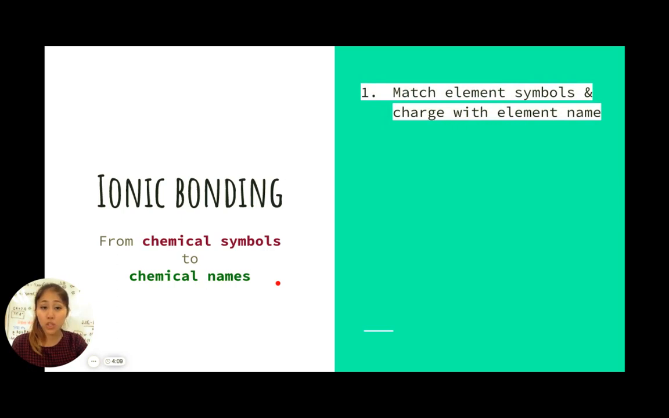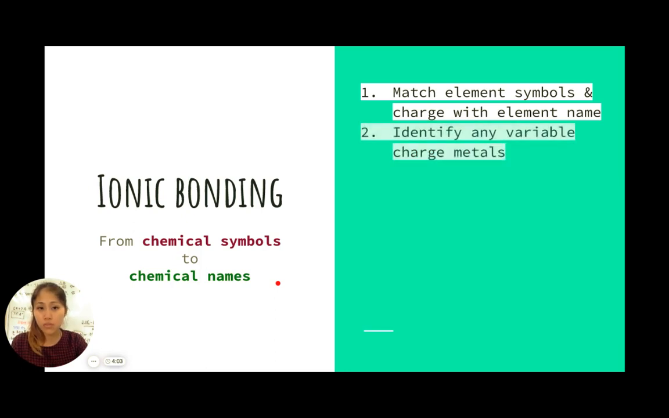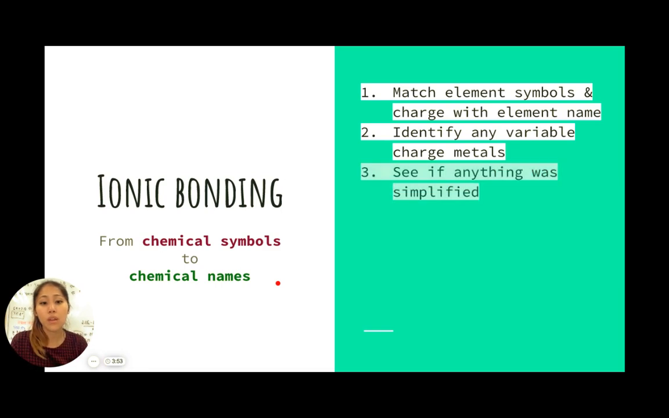You again match the element symbol with the name, so figure out what the symbol and the name are. You then identify to see if there are any variable charge metals. If there are any variable charge metals, then you're going to have to include that Roman numeral with the parentheses. See if anything was simplified. And if there's anything simplified, then you might need to unsimplify that, because when we name it, we name it in its unsimplified form.